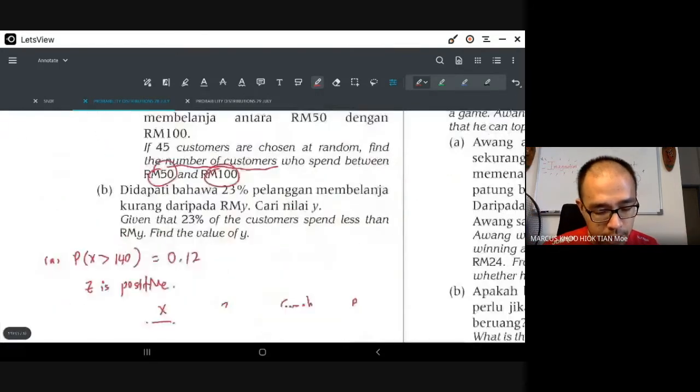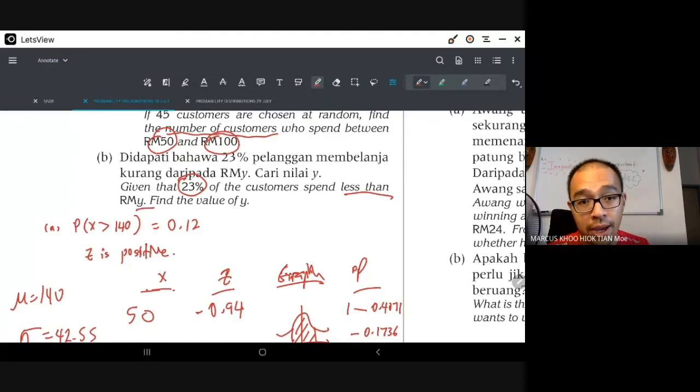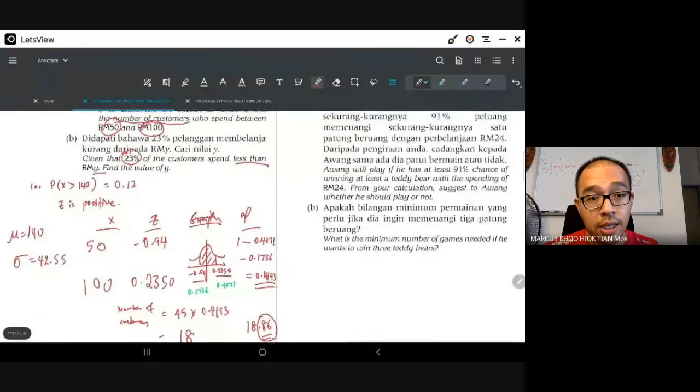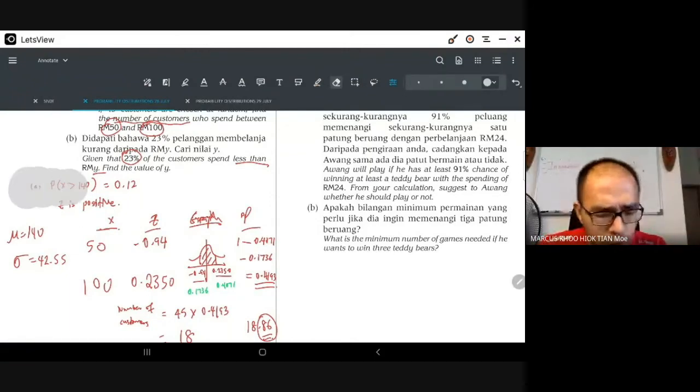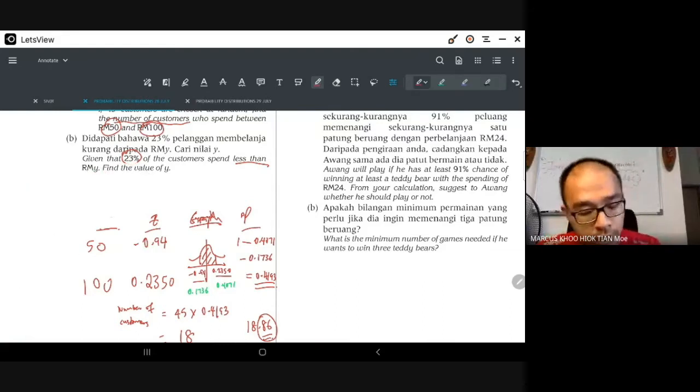Okay, question B. Given that 23% of the customers spend less than Y, find the value of Y. So this is now the interesting thing. Let's take a look at this question again. Same thing, it is still a normal distribution. But once again, they give you the percentage, alias they give you the probability. So if they have done that, then you know where this is headed already. Enough practice and enough experience will tell you that X is less than Y equals 0.23.